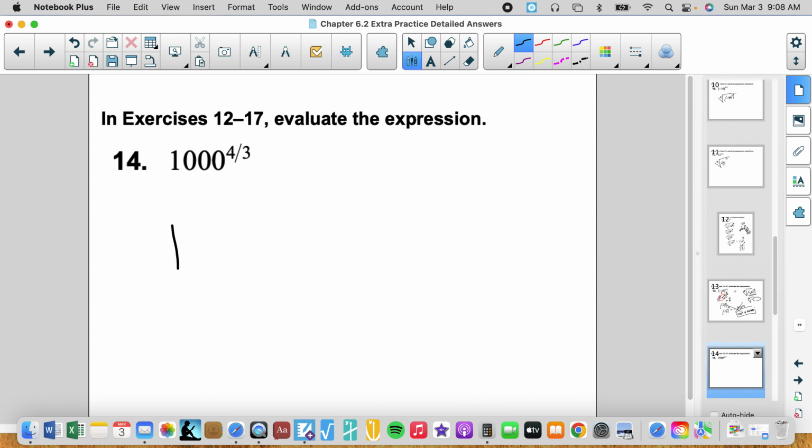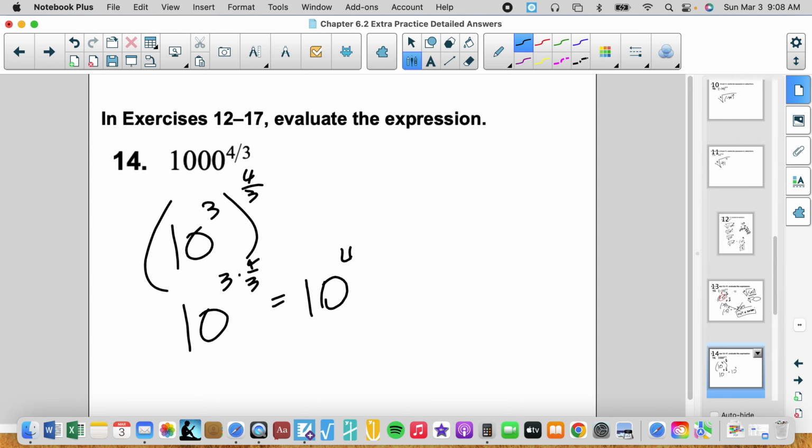So I'm going to write 10 to the third because I already know that. And then I get 10 to the 3 times 4 thirds, which equals 10 to the 4th, which equals 10 with 4 zeros, which equals 10,000.